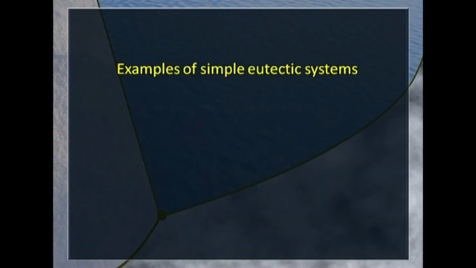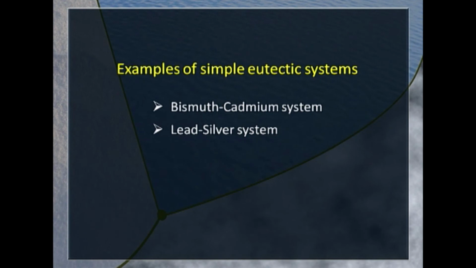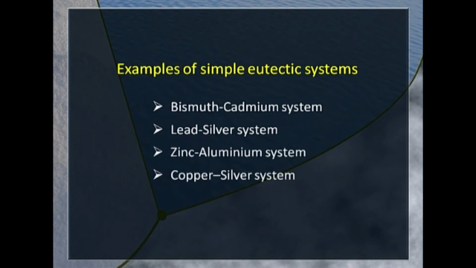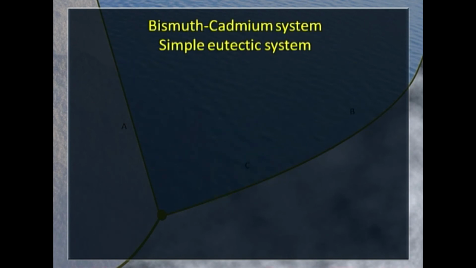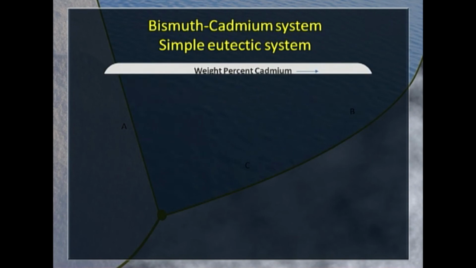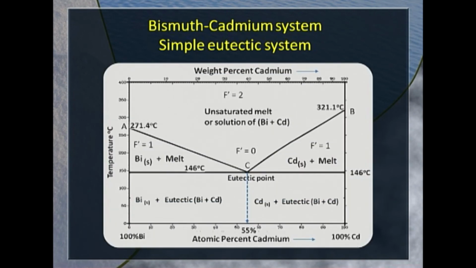Let me take up the example of the simple eutectic system: the bismuth cadmium system, lead silver system, zinc aluminum system, copper silver system, tin zinc system. We start with the bismuth cadmium system. The phase diagram of this system is given here. It looks very familiar to you because you have seen the general behavior of simple eutectic systems.